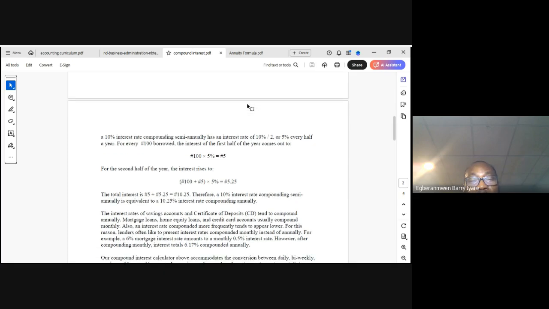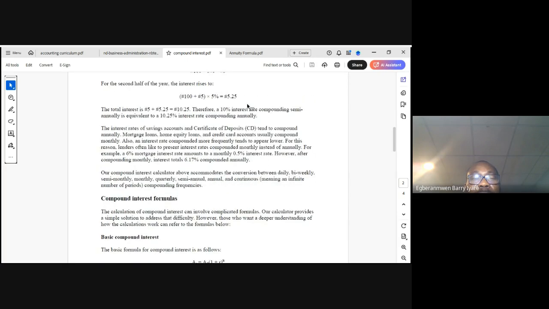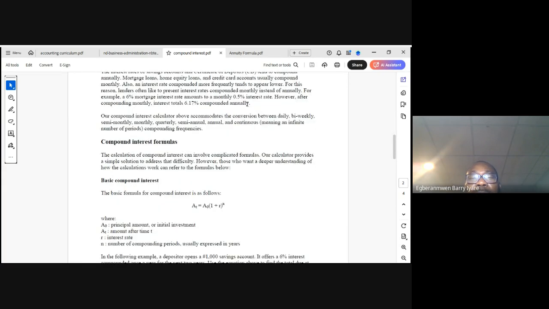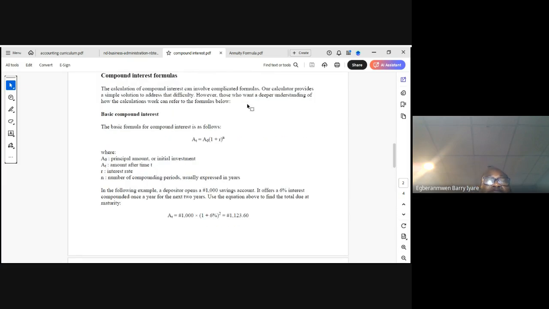There's a formula for it. This is the basic compound interest formula.